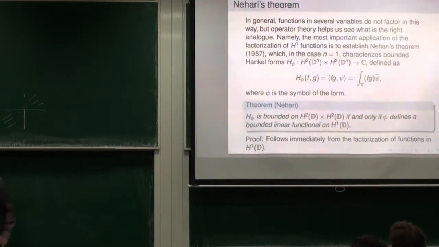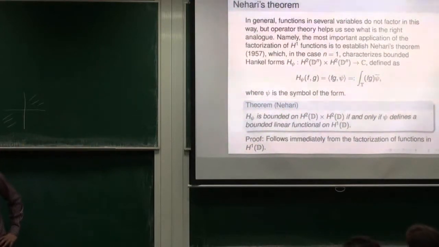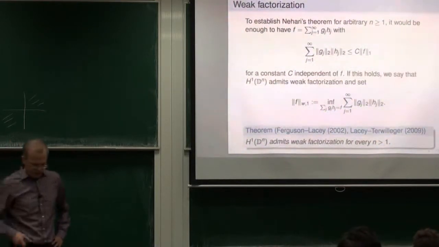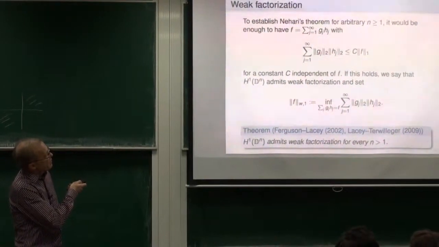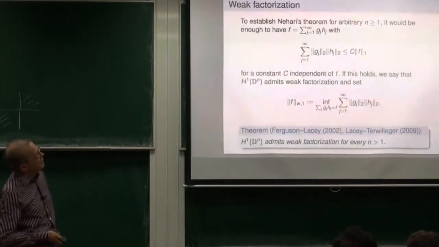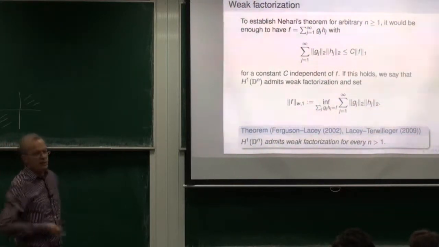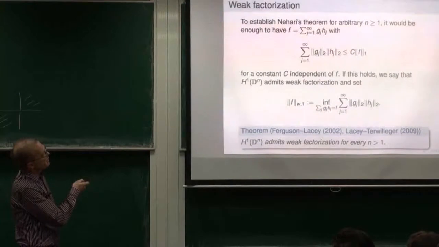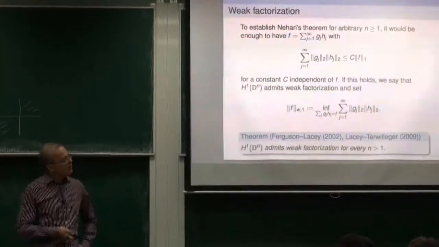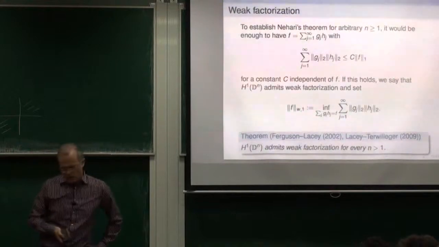So when I say that operator theory helps us to see what is the right analog, I mean that we see from this proof that we could run the same proof if we require less. Namely, if we only have that f can be written as a sum of products of functions in H^2. Suppose we have this; then I can basically run the same proof, provided I have control of norms. So if I can write f as an infinite sum of products of functions in H^2 with this control of norms, then I can run the same proof.